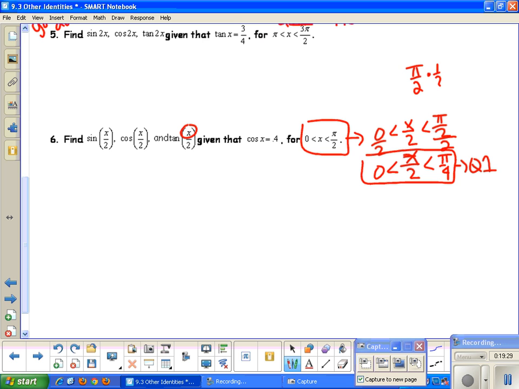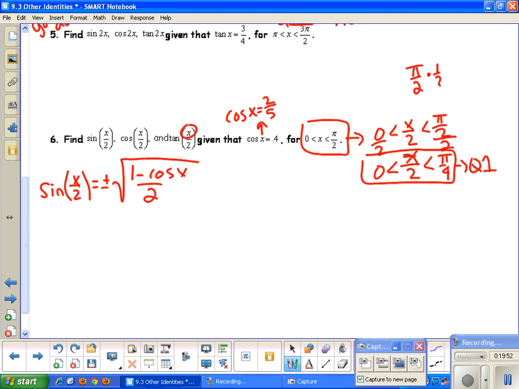Now that I have that, I can figure out everything else, and we're going to do the exact value answer. So I'm going to change this into the cosine of x is equal to 2/5, because that's really 0.4. Now if I want to find the sine of x over 2, remember it's plus or minus the square root of 1 minus the cosine of x over 2. Now that means I need to figure out what the cosine of x is. Oh wait, weren't we given what the cosine of x is equal to? 2/5. So I don't even need to figure out anything for this problem. I can just plug it in. And I know I'm using the positive square root because we're in quadrant 1.